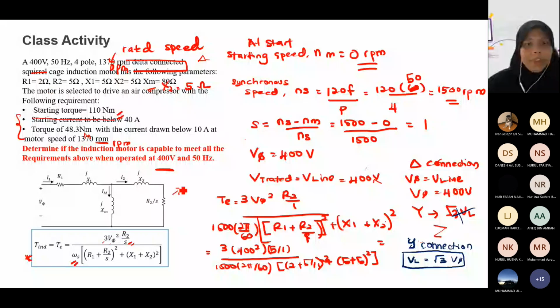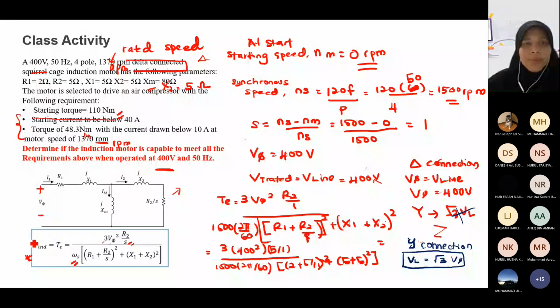Okay, per phase equivalent circuit. And this is the phase voltage supplied to your stator. I1 is from the supply to the motor, and we have I1, I2, and this is the formula to calculate your torque. Okay, 3 V phase squared R2 over S, where S is the slip and omega S is the synchronous speed.